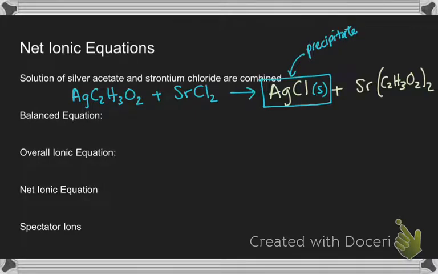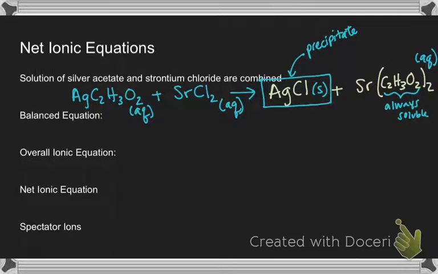Okay, this is acetate here. Acetate is always soluble. So I know that this was aqueous in solution. Okay, so I'm going to go ahead and put my states of matter. This is aqueous. This is aqueous. And this guy was our solid. Silver chloride is our solid.